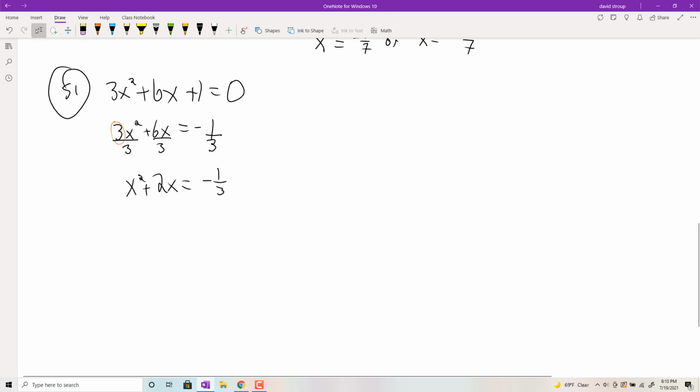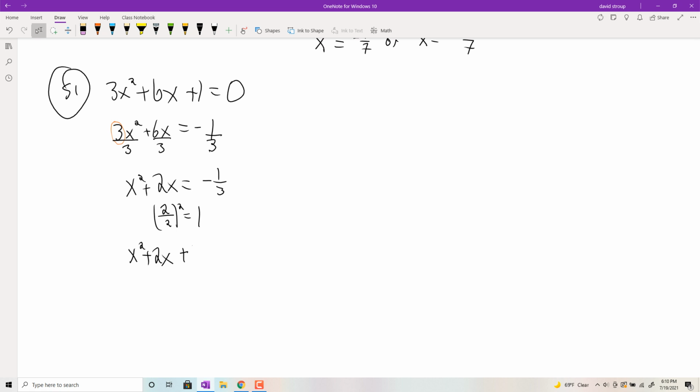So I'll have b, this time, is 2 over 2 squared. 2 over 2 is 1. 1 squared is 1. Add that to both sides. Factor. That's x plus 1 squared. And on the other side, 1 is the same as 3 over 3. So 3 over 3 minus 1 over 3 is 2 over 3. Square root property, I get x plus 1 equals plus or minus square root of 2/3.